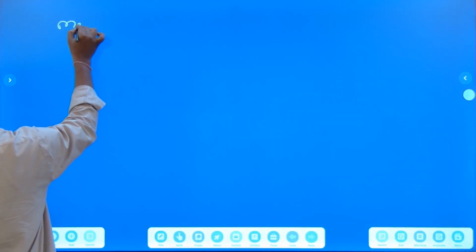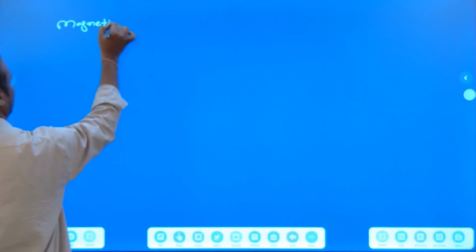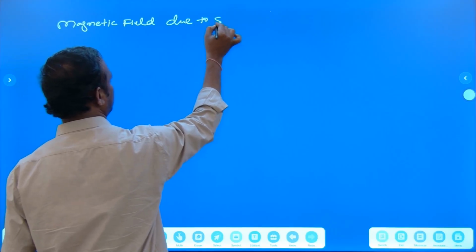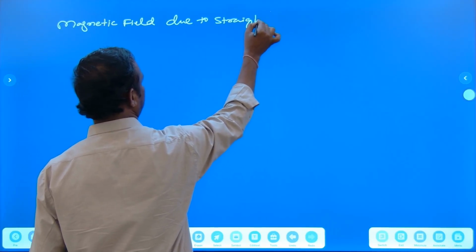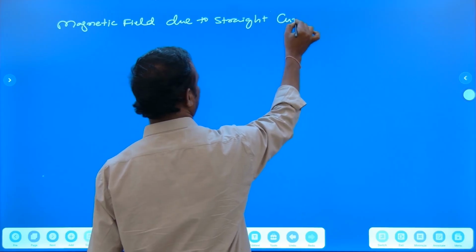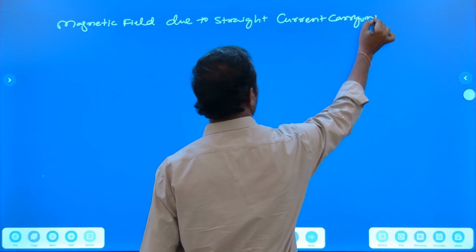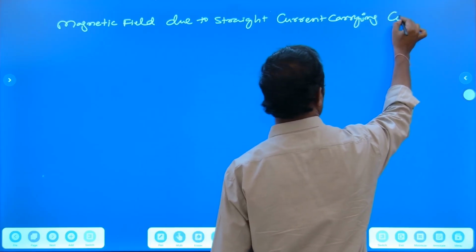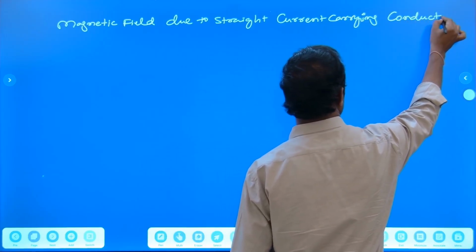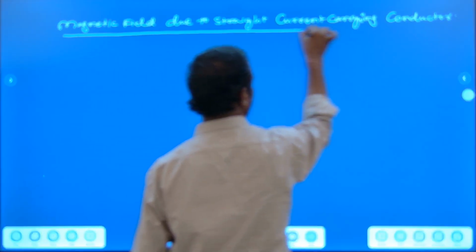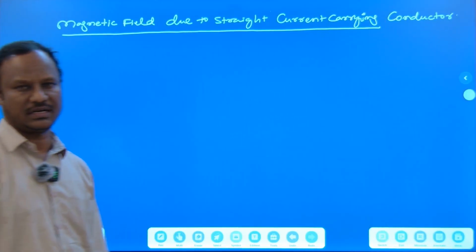Next one, it's the magnetic field due to a straight current carrying conductor. Otherwise, you can also say it's a finite wire. Here, finite wire means the conductor I am taking.